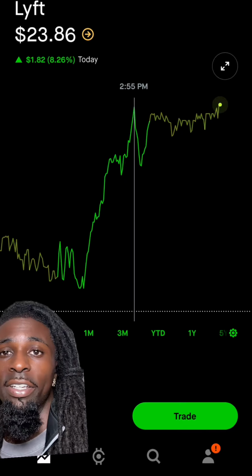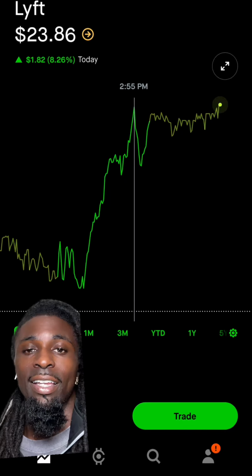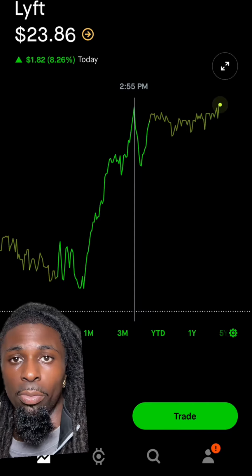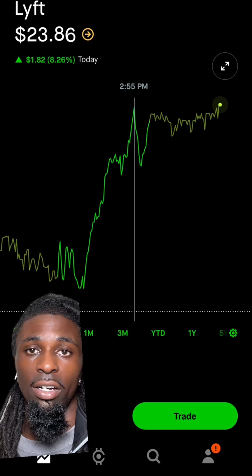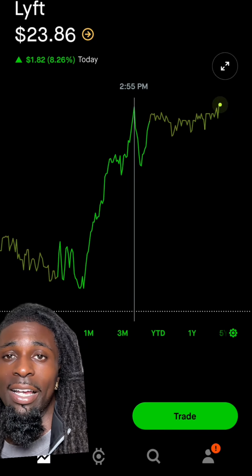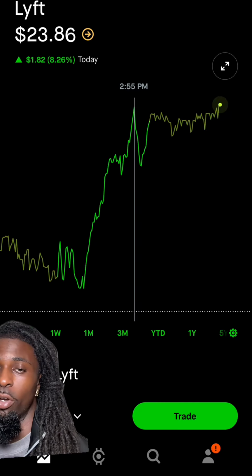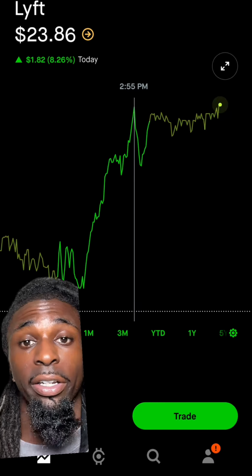How I would play Lyft is if it breaks above $23, I would exit. I feel like it could go back down, test those levels before it takes off again. And for the upside, 24, break above 24 tomorrow, this thing could be on track to run to 30 plus.